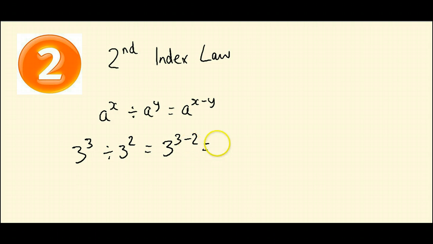3 minus 2 can be simplified to 1, so we've got 3 to the power of 1, which we usually just write as 3. 3 to the power of 1 is just 3. Let's check that that's true.